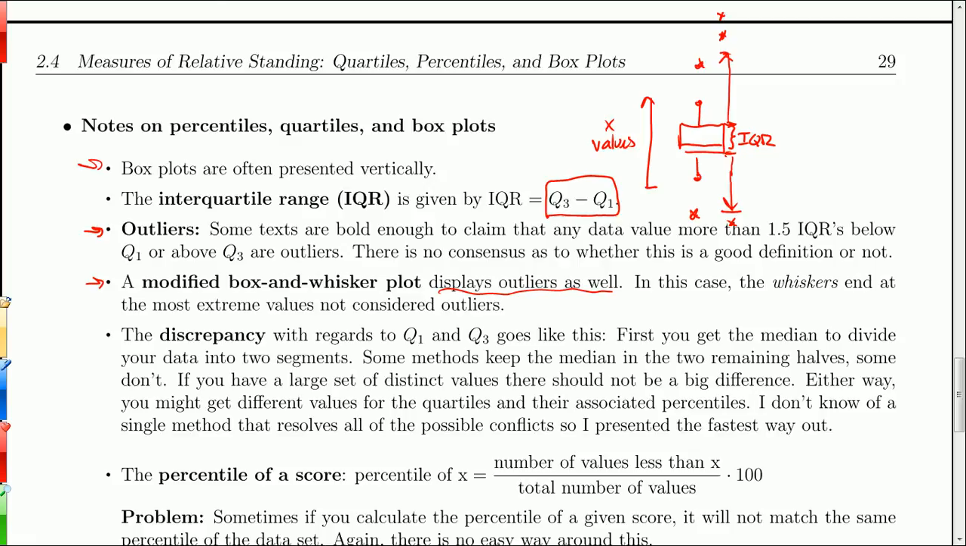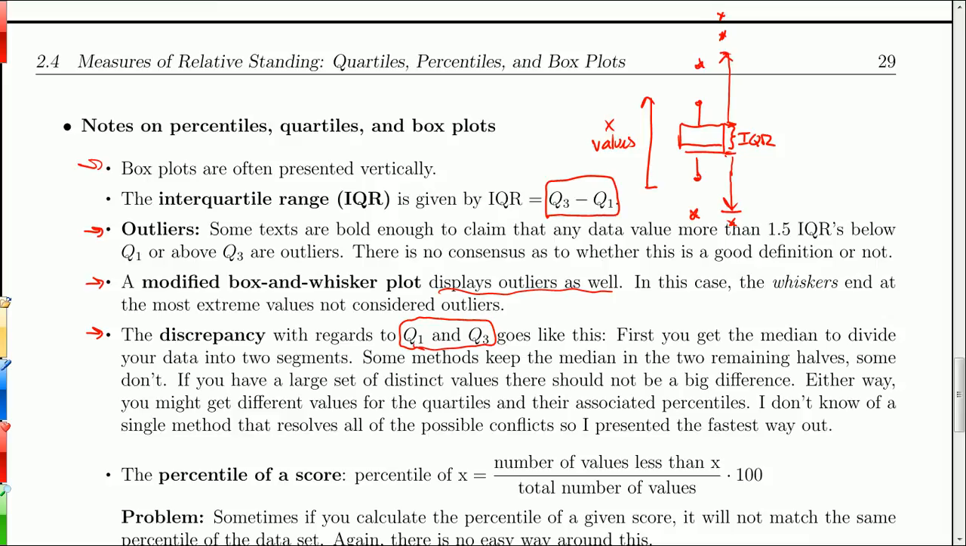The discrepancy between Q1 and Q3, I'll give you the short story. Getting Q2 is easy. It's the median, right? Some texts would say, once you get that median, you throw it out and use the bottom half of the data and find the median of that, and that would be Q1. Then you look at the top half of the data and divide that into two parts, finding the median. That gives you Q3. Other textbooks would say you keep the median and split it up in some fashion or another.